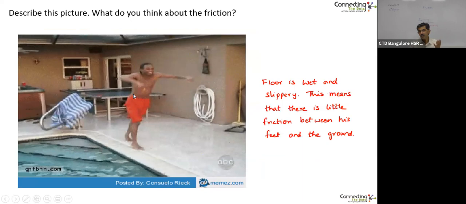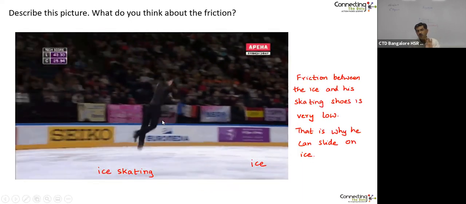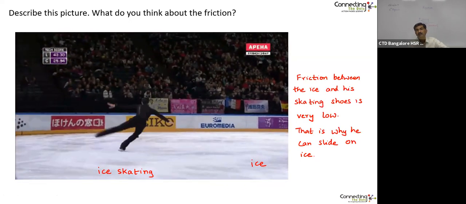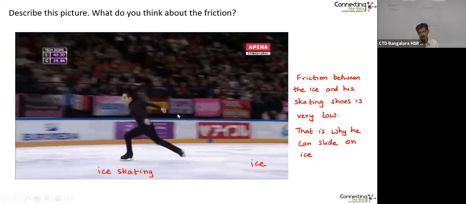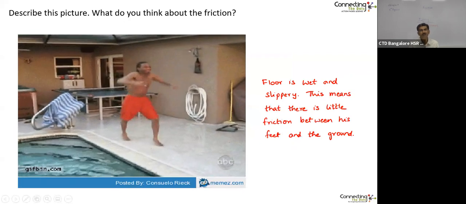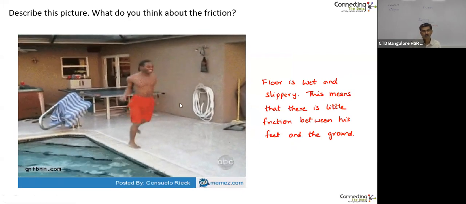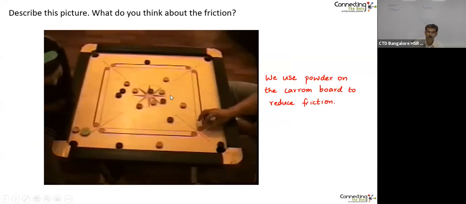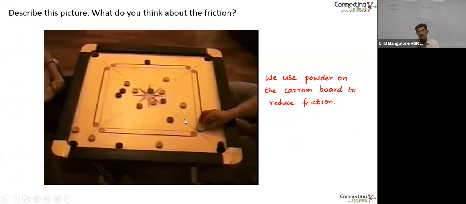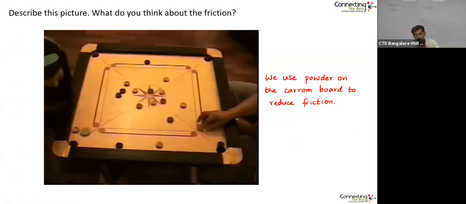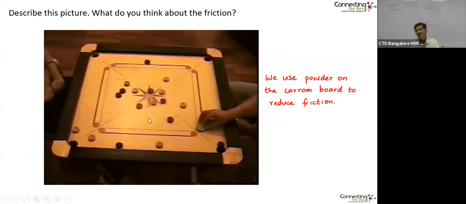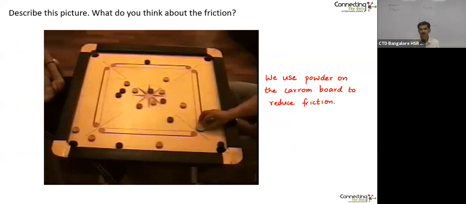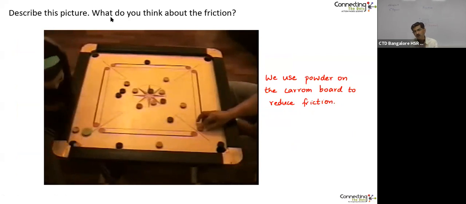So let's look at these examples again. This is a situation where you want very little friction because you want him to slide easily on the ice. This is a situation when you're walking, you want some friction, otherwise you will fall. And again, this is a situation where you want less friction because you want those pieces to glide, to slide very smoothly on the board. So in these situations, there are 2 of them where we want less friction and 1 where we want higher friction.